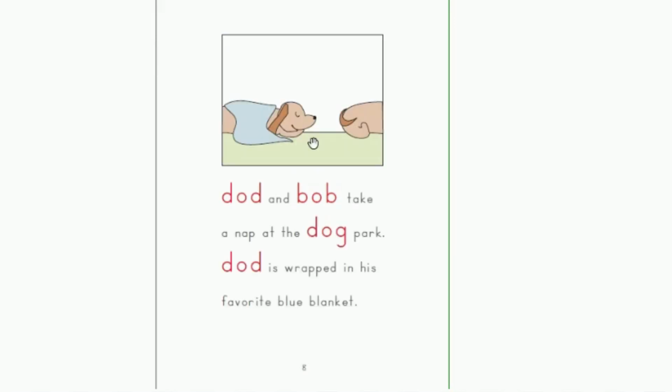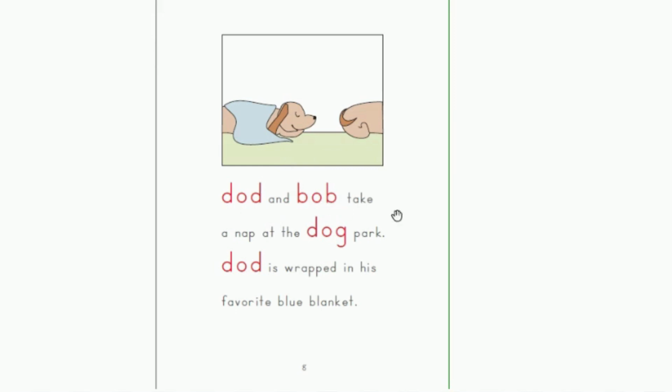So let us start the story now. What is our story? We are seeing Dod and Bob, but Dod is covered with some blanket. What color is this blanket? Blue. Yes. So something related to the blanket we are going to see today. With pictures we can make up clues. So let us read the story.